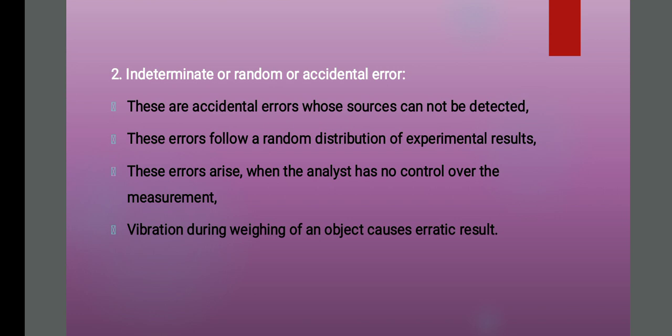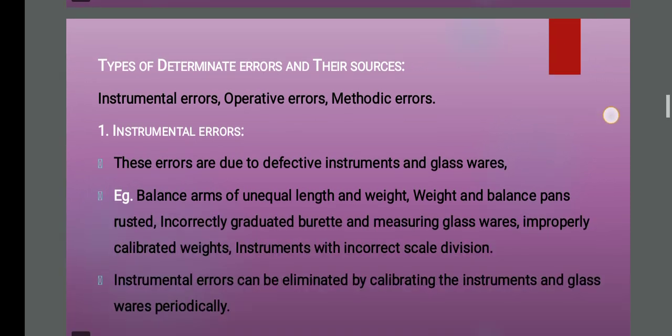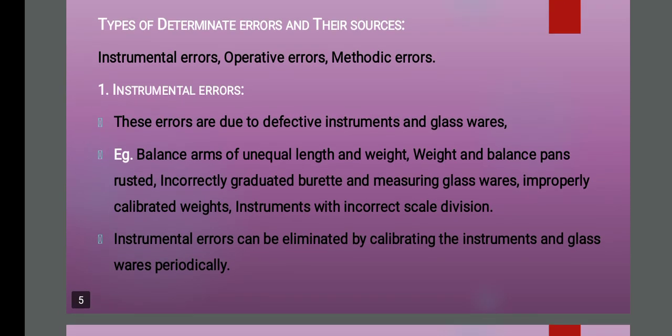Next we can see the different types of determinate errors or systematic errors. There are three types of determinate errors. The first one is instrumental error, the second one is operative error, and the third one is methodic error. I'll repeat. Three types of determinate errors: one is called instrumental error, second one is called operative error, and third one is called methodic error. Is it clear? So I'll go with instrumental error.